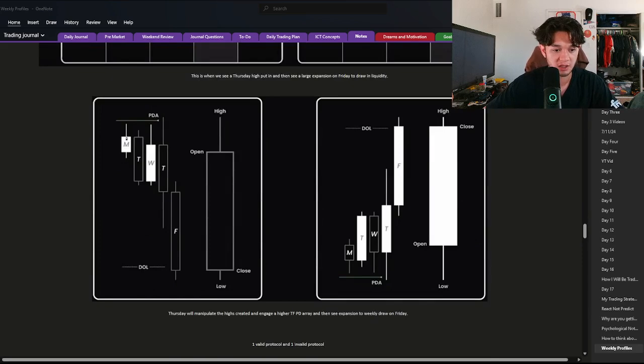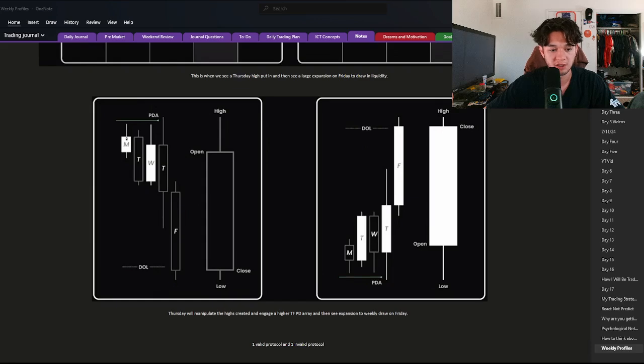So this is what it would look like on the charts. Monday opens, consolidation candle. Tuesday we start to push lower. Then Wednesday we start to come back up. Thursday opens, we take the high. We come into a higher time frame PD array, and we get expansion down Thursday, Friday towards the draw on liquidity.